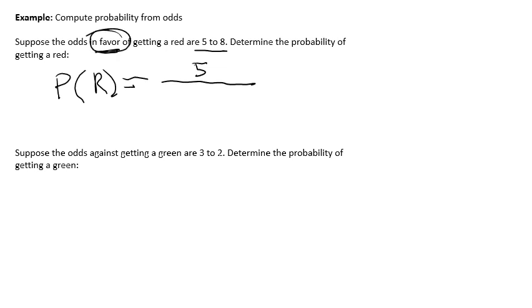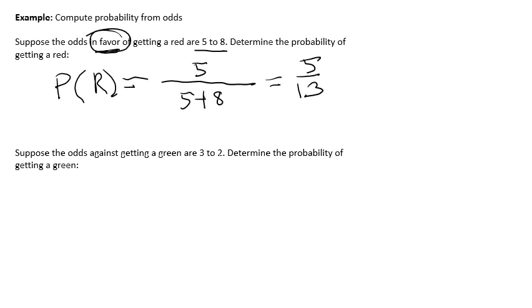How many ways can we get anything? Anything here. We're talking probability. Well, there are 5 ways to get red, 8 ways to get something not red. So 5 plus 8 is the denominator, and we have 5 over 13. So that's the probability of getting red if the odds are 5 to 8.